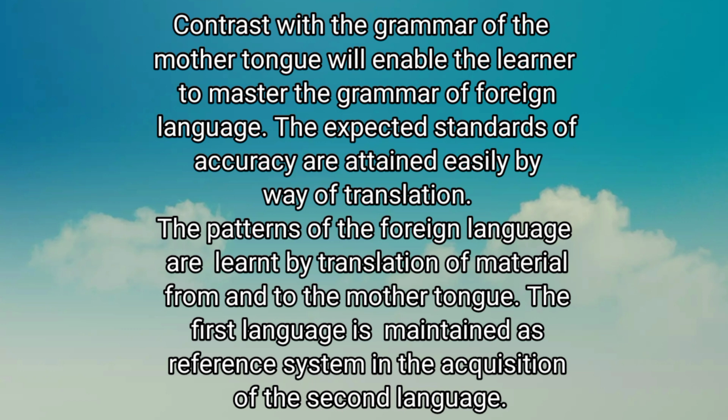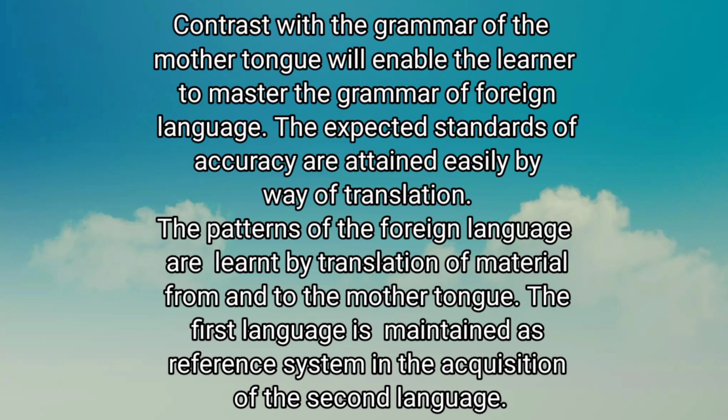Next one, contrast with the grammar of the mother tongue will enable the learners to master the grammar of a foreign language. The expected standards of accuracy are attained easily by way of translation. Contrast means what? Difference in the mother tongue grammar and the foreign language grammar; a little bit of contrast, a difference, will be there. So that difference enables the learner to learn the grammar of the foreign language in an easy manner. And at the same time, translation is going to take place in an accurate manner from the mother tongue to English and English to the mother tongue.